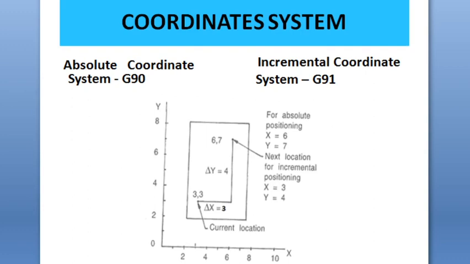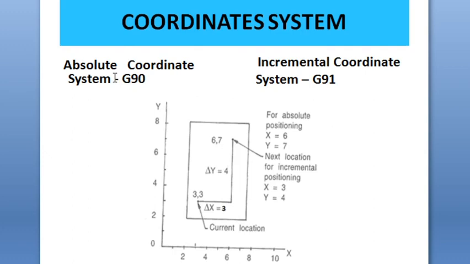The coordinate systems used in the CNC system. There are two coordinate systems: absolute and incremental, or relative. G90 code is used for the absolute coordinate system. Here the point P is defined as 3, 3: X coordinate 3, Y coordinate 3. The point Q is defined as 6, 7 in the absolute coordinate system.